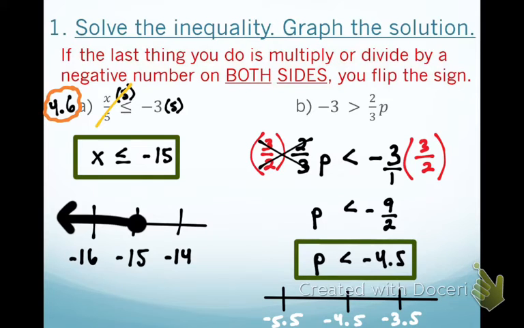Gerard, open or closed circle? It is an open circle. And Zion, should my arrow go to the right or to the left? To the left, because it says all solutions are less than negative 4.5.